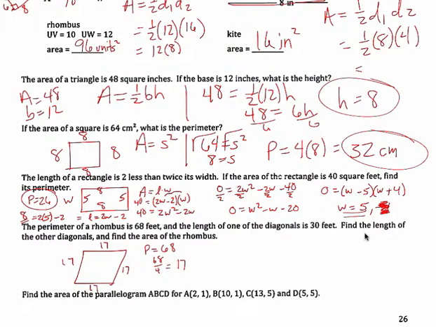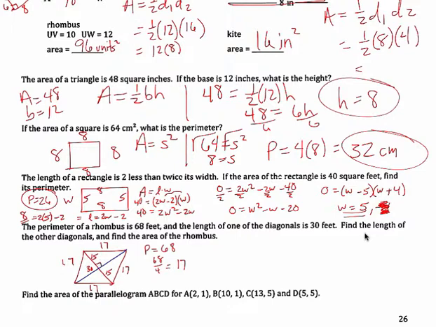And it says one of the diagonals is 30. Since I don't know which one, it doesn't matter which one I draw, so I'm going to draw this one as 30. It says find the length of the other diagonal, so I'm going to draw that other diagonal in there. And that diagonal is going to cut this in half to 15 and 15, and at the same time be a 90-degree angle with the first diagonal.